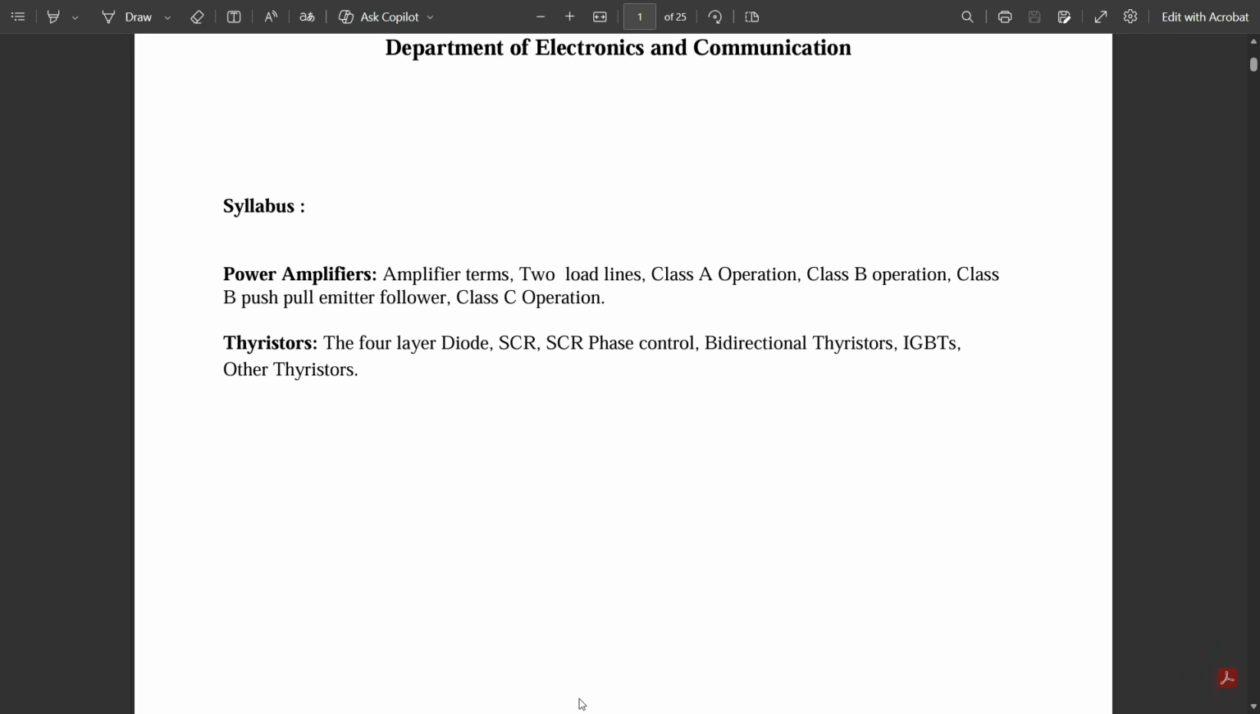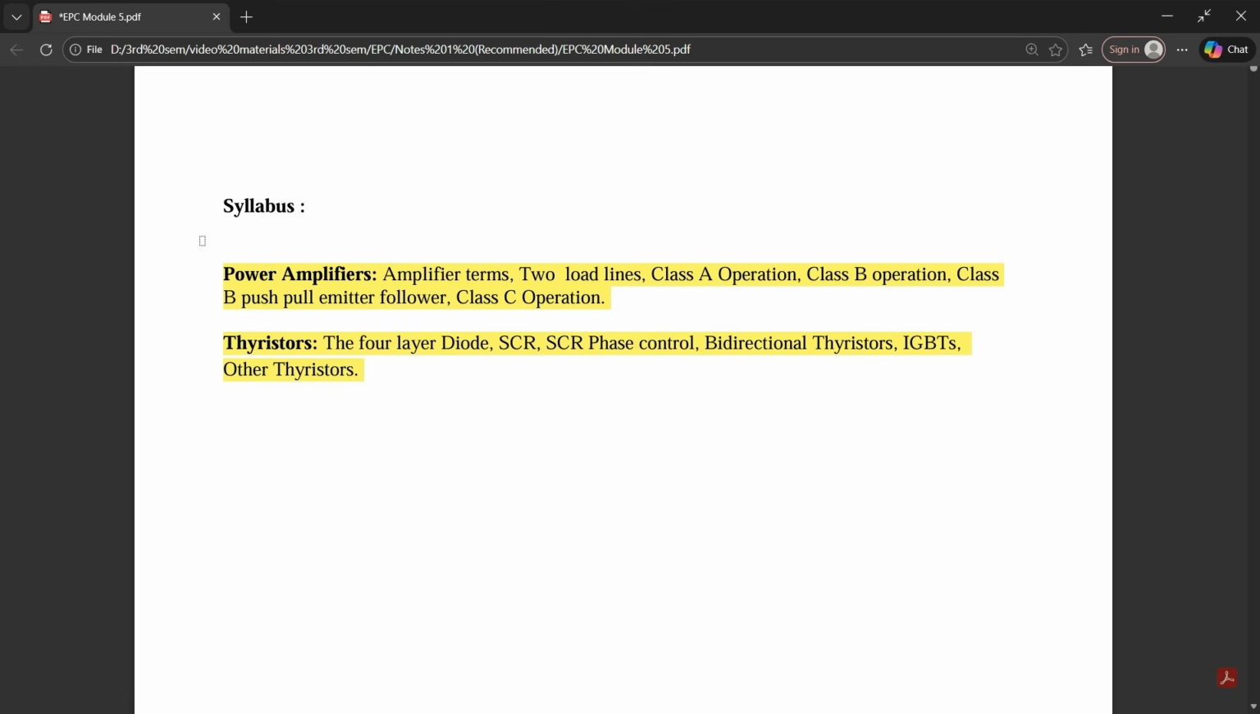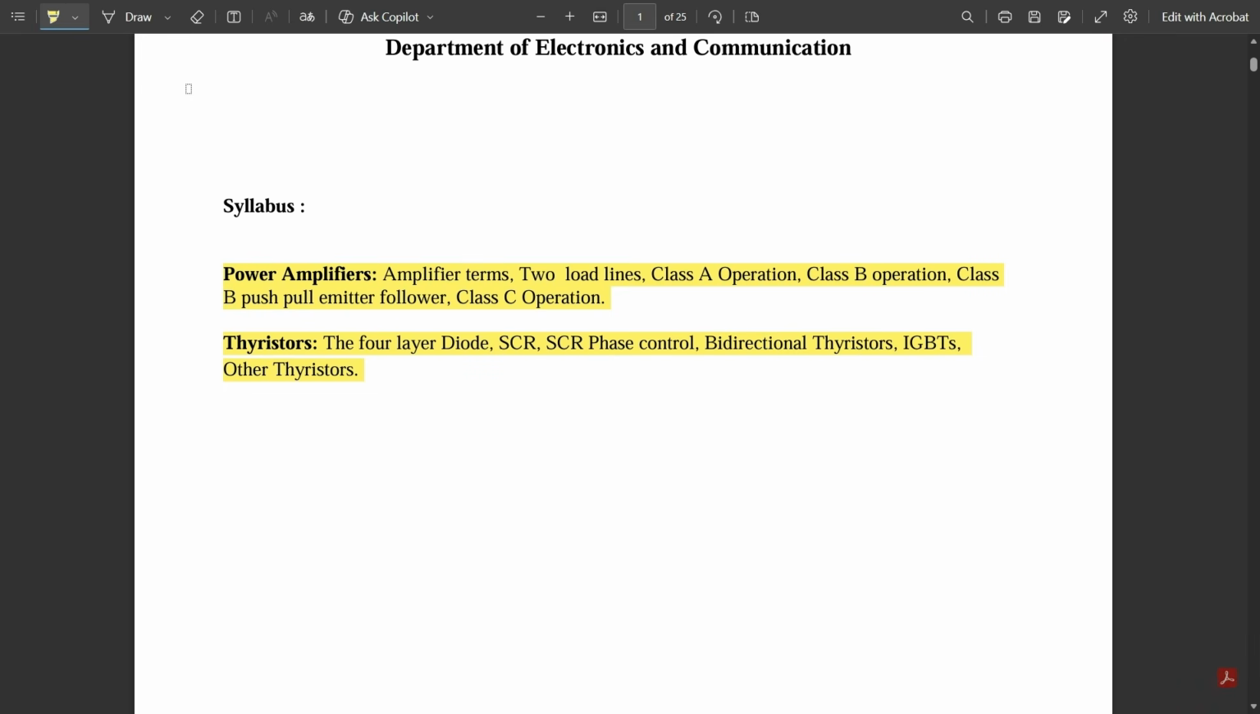So this is the syllabus which is provided by the VTU for this fifth module. It is again divided into two chapters. In the first part we are going to be discussing some important power amplifiers based on class operations and DC and AC load lines. In the power amplifiers, we first need to know what we mean by power amplifier, the terms involved in these power amplifiers, along with the load line analysis in the DC as well as AC part, then some of the class operations.